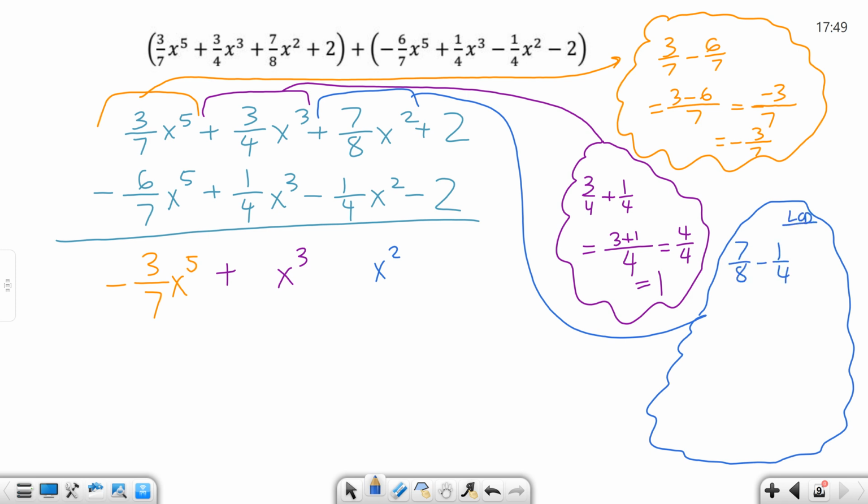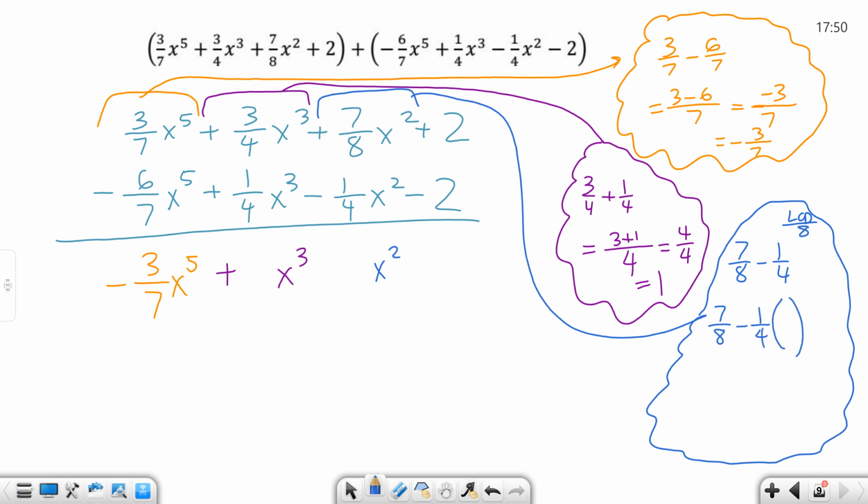So now I need to find an LCD because these things are not the same. So how do you find the LCD? Well, you start with the largest denominator, which is 8. And you say, does 4 go into 8? And the answer is yes. So the LCD is 8. So what I come back and do is say, okay, I need to find an equivalent fraction. Well, that's already over 8.